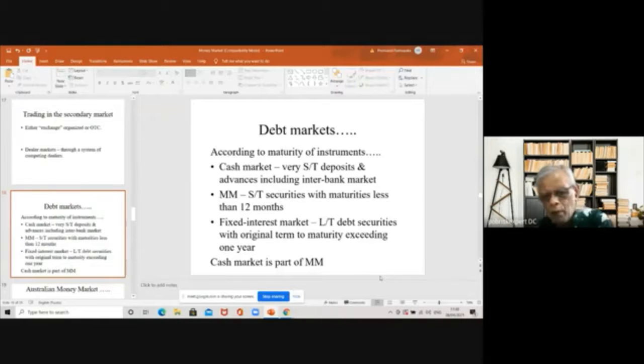According to maturity of instruments in the money market, cash market is very short-term deposits and advances, including interbank market. And the money market, short-term securities with maturities less than 12 months. Fixed interest market, long-term debt securities with original term to maturity exceeds 1 year, for example, treasury bonds. Cash market is also part of money market. I mean, the call money market is part of a money market as well.